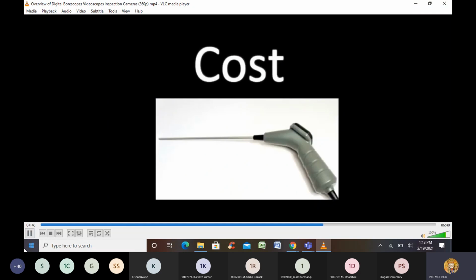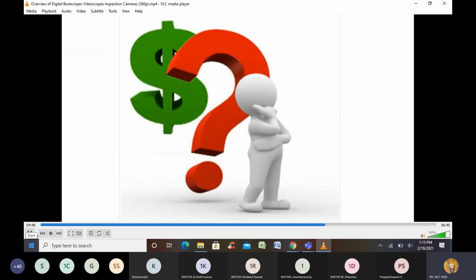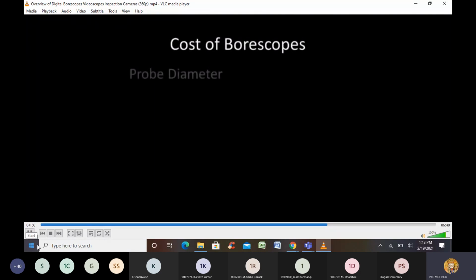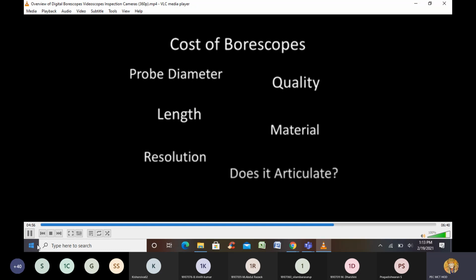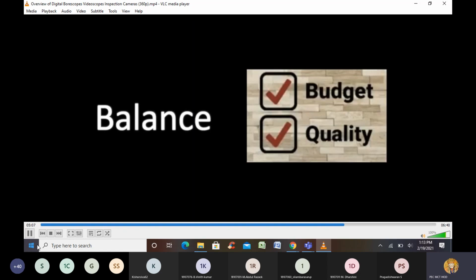The cost of your borescope is determined by several factors: quality, length, articulation, resolution, etc. Borescopes now range from your $30 super cheapo cameras from Amazon to tens of thousands of dollars on the higher end. Try to find a comfortable range in buying a scope that does not sacrifice quality, but also does not compromise your budget.